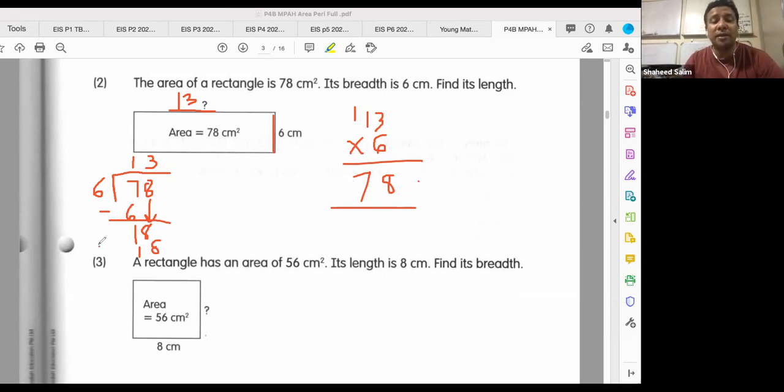Come on, we try question number 3. Same thing. You have the rectangle here. You want to find one side.